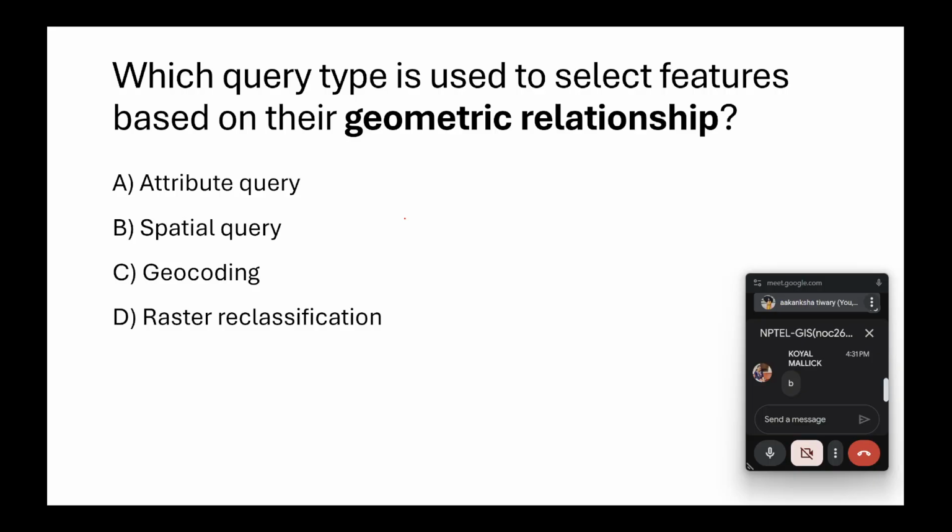Now, which query type is used to select features based on their geometric relationship? Attribute query, spatial query, geocoding, or raster classification?